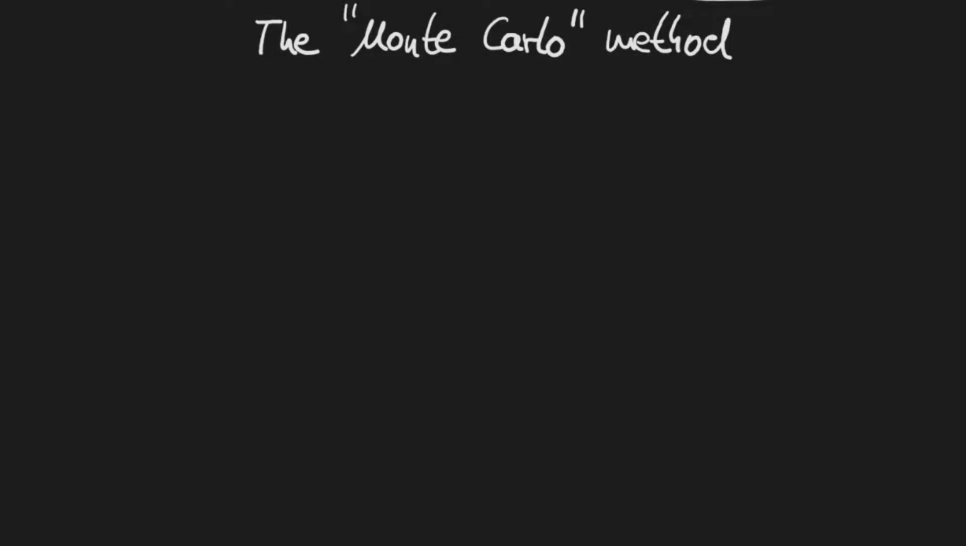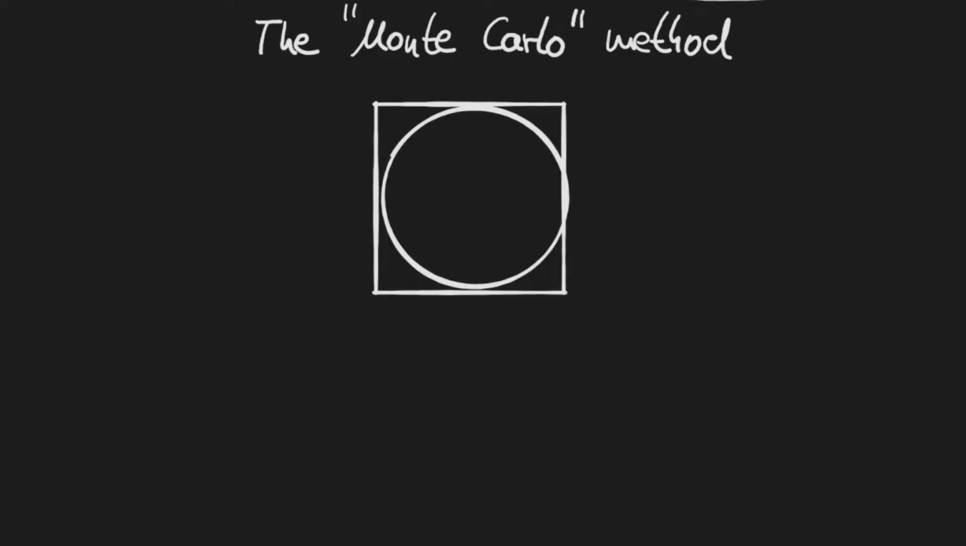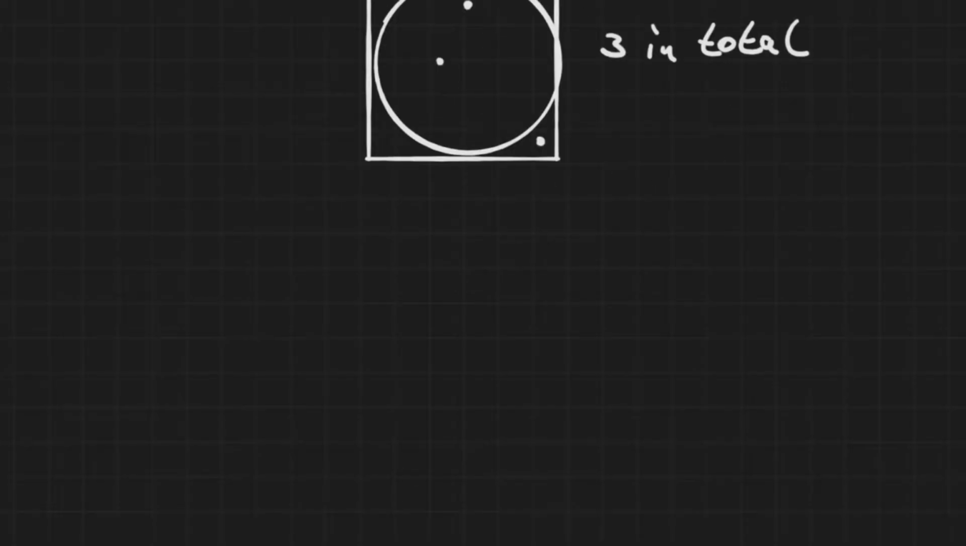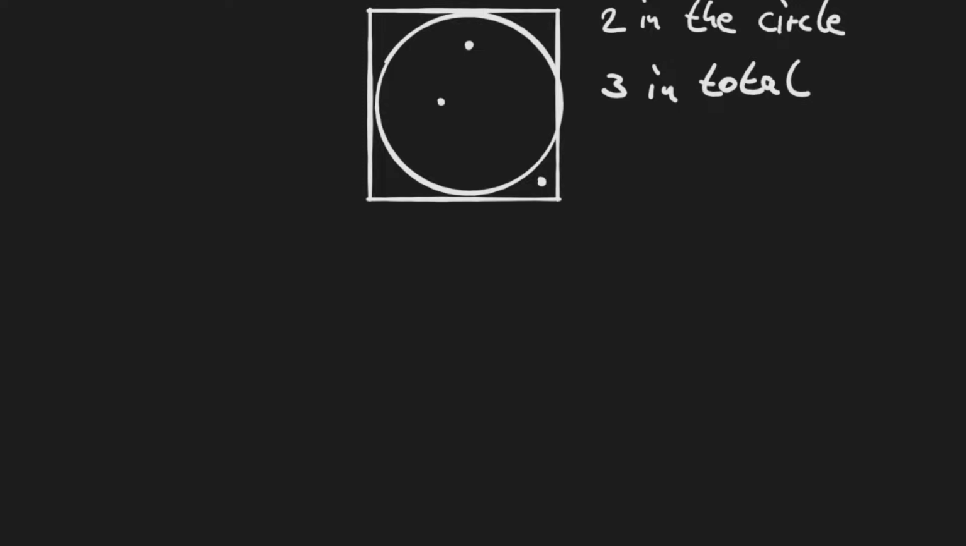The Monte Carlo method. What is it? Let's imagine you are playing darts on a darts board which has an outer bounding square. So let's throw 3 darts on this darts board. 1, 2, 3. As we can see, we have 2 in the circle and 3 in total. What if we would throw not 3 darts but an infinite amount of darts?